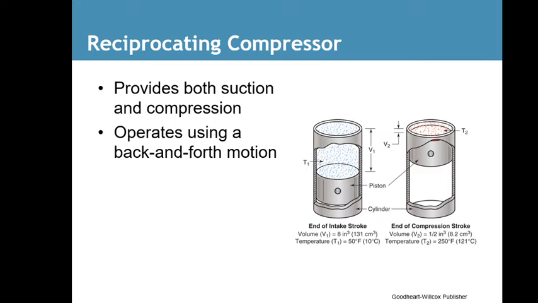Reciprocating compressor. This is the old style compressor, not used a lot anymore, but it's used in small appliances usually. Ice machines, refrigerators, those kind of things. Most AC and heat pump systems use a scroll compressor. It's the number one unit sold out there right now. But this is how a reciprocating compressor works. It provides both suction and compression, operates using a back and forth motion, kind of like a piston in your automobile.